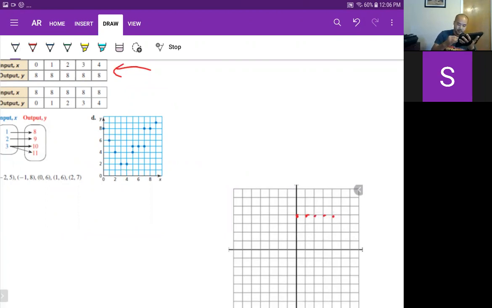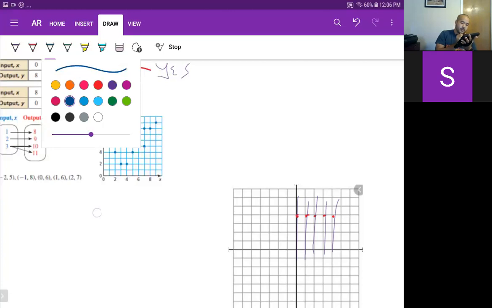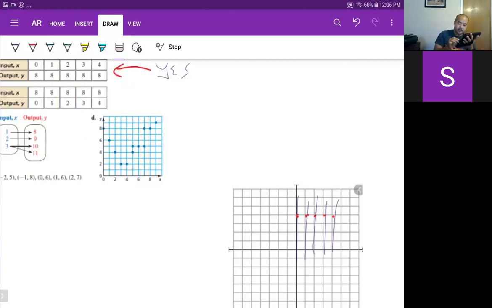Let's draw some vertical lines here. Okay, each of these, they pass the vertical line test. So this one is yes, this is a function. Pretty straightforward, right? So let's look at this next one. The input is 8, 2, 4, 6, 8. So at 8, you have 0, then you have 1, then you have 2, then you have 3. Okay, so this is definitely going to fail the vertical line test. So this one is no.